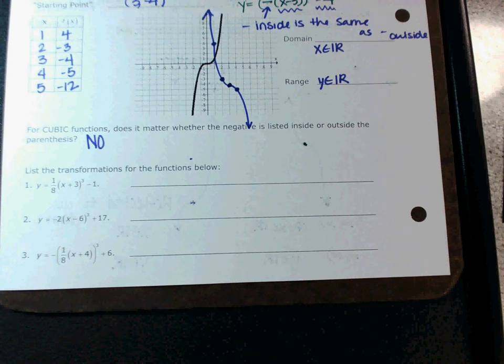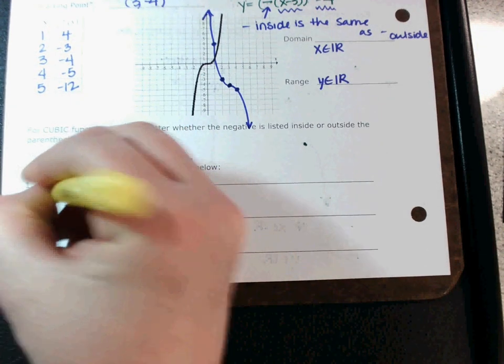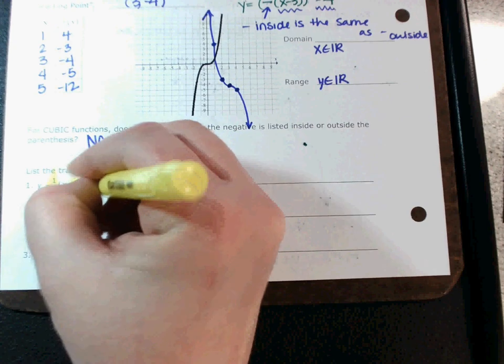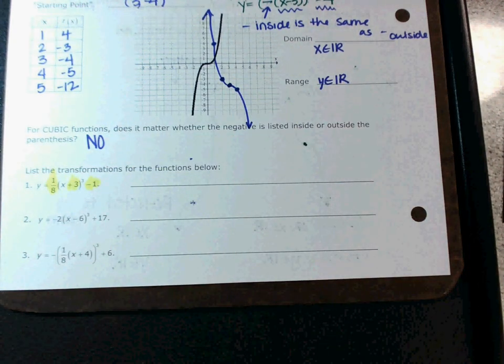So, for example, if I was looking at number 1, okay, I have 3 numbers that I have to address, how they're going to change the graph. This one, and this one. So, for the 1/8 in the front, that's either a compression or a stretch. Which one will it be if it's an 1/8?